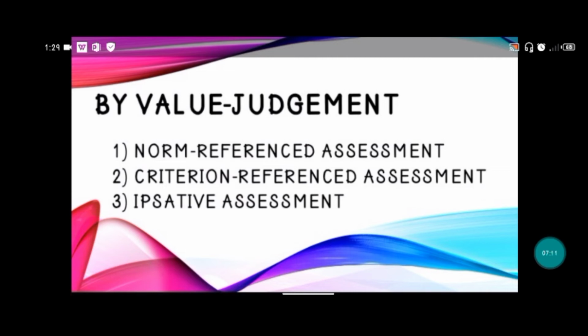And last is ipsative assessment. So in this category of assessment, the learner determines how high or low his present performance is compared to the previous one, in a similar or different form of instrument used, but with the same purpose. So noting that there are different assessment instruments that have similar purpose. This is otherwise known as self-reference assessment.